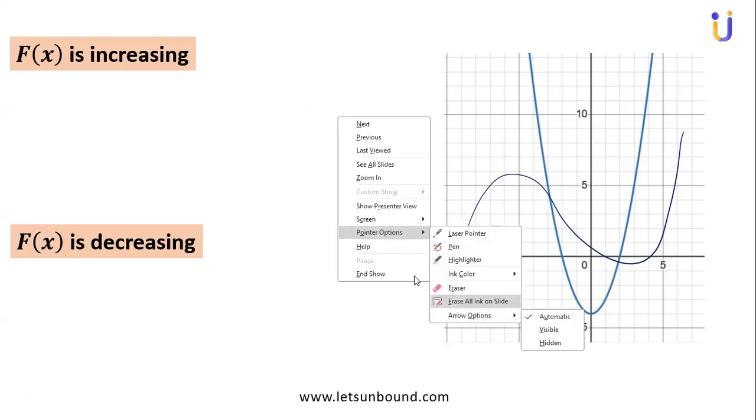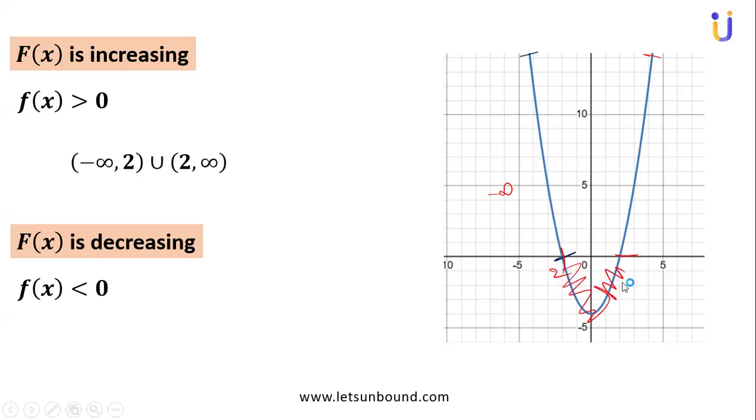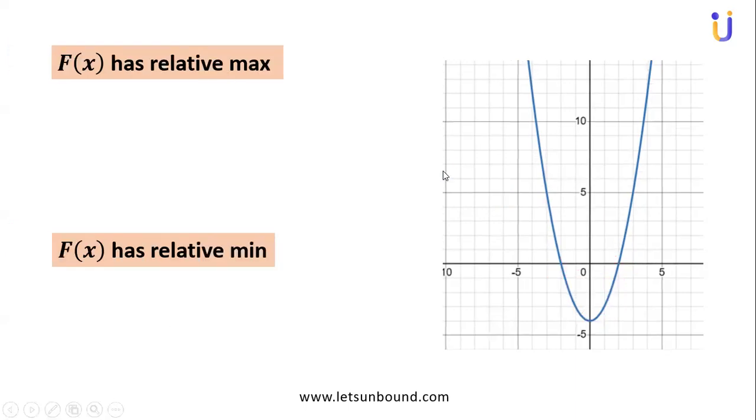So apply the rules. For increasing, f of x should be greater than 0. F of x positive means for what values it's above the x-axis. Right? From this to this and this to this, it's above the x-axis. So it's minus infinity to this value, which is 2, and union 2 comma infinity. And for decreasing, f of x less than 0, below the x-axis. Right? And we got these intervals. That's simple.